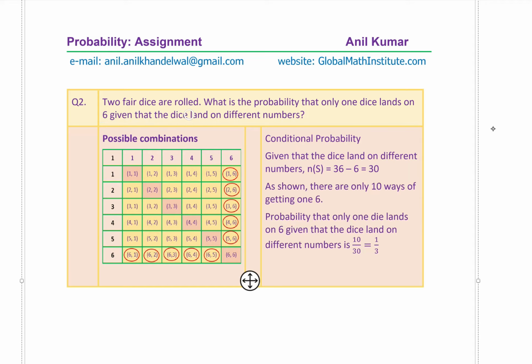Two fair dice are rolled. What is the probability that only one die lands on 6, given that the dice land on different numbers? When you roll the dice, we're looking at the condition that both land on different numbers, and also the condition that one die lands on 6. So we are looking for a conditional probability: one die on 6 and different numbers.